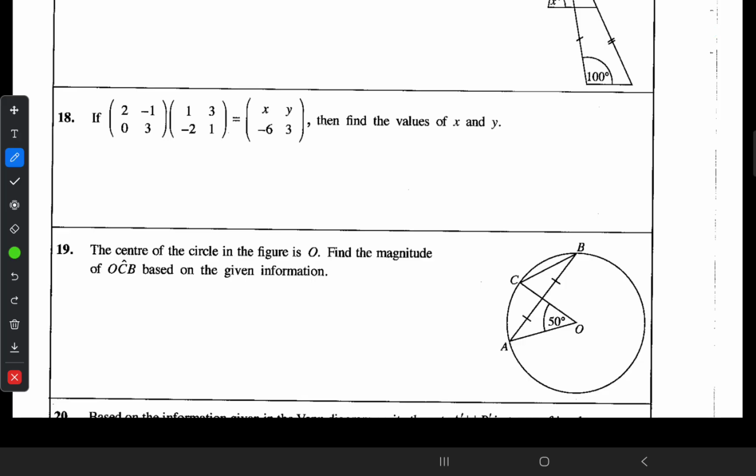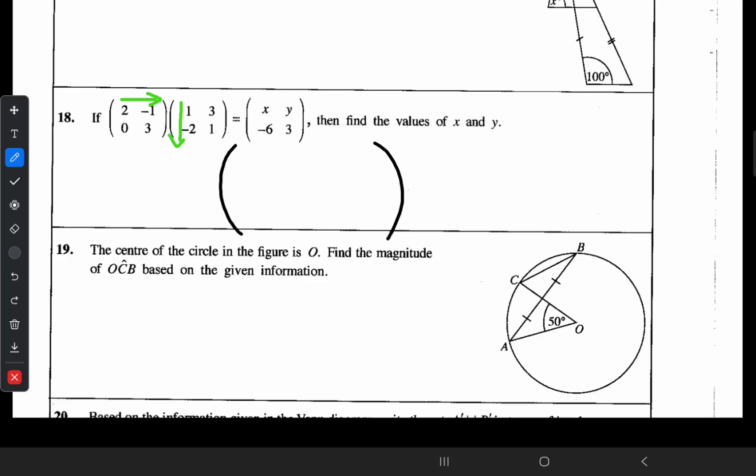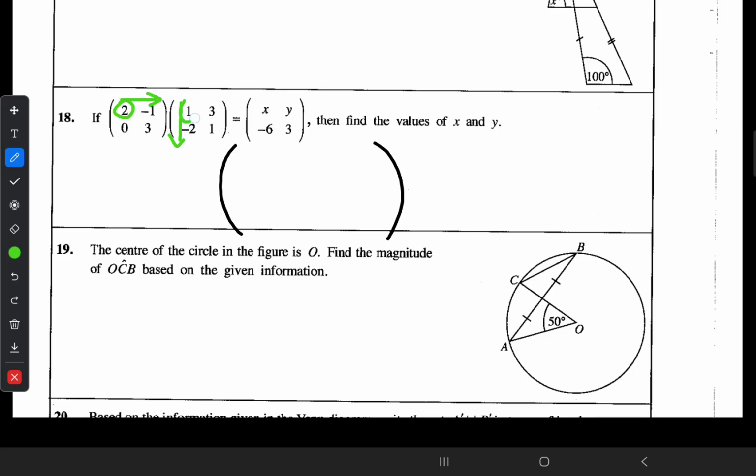In matrices, we are multiplying these values with this one. In multiplication, this is the pattern. The first row should be multiplied with the first column. I'll use the colors properly to denote that. The first value in the row should be multiplied with the first value in the column. 2 times 1, that is 2. Negative 1 times negative 2, that is also 2. So these two should be added with each other.